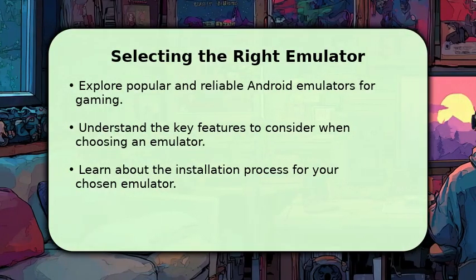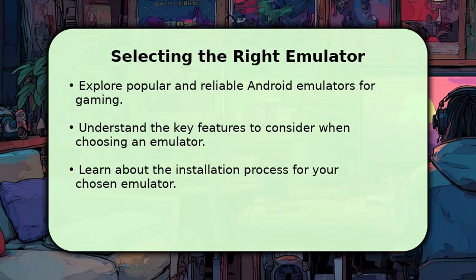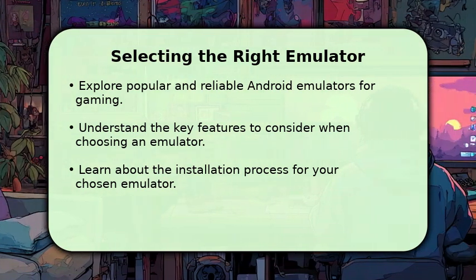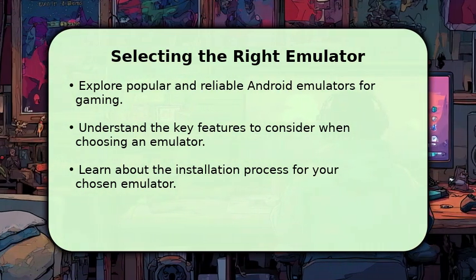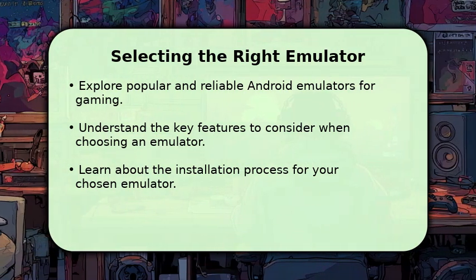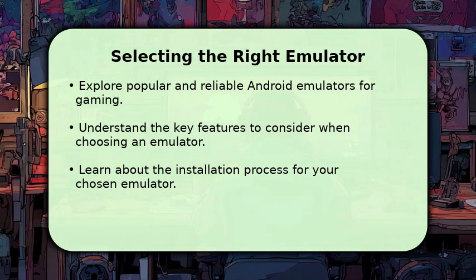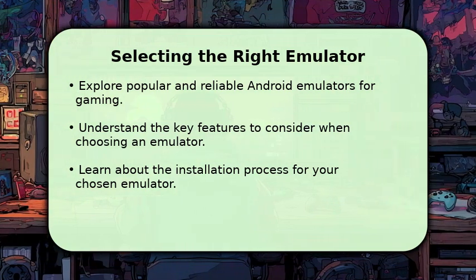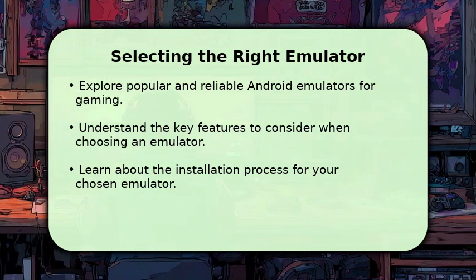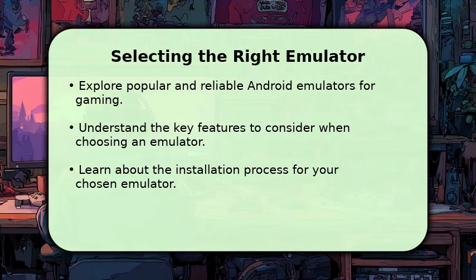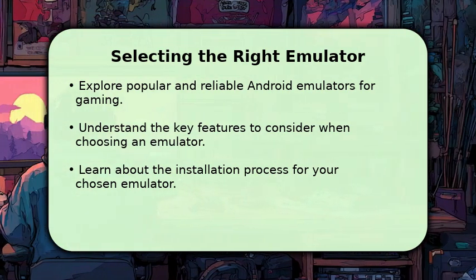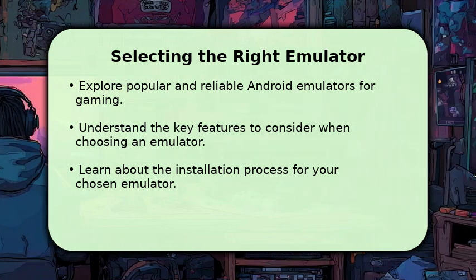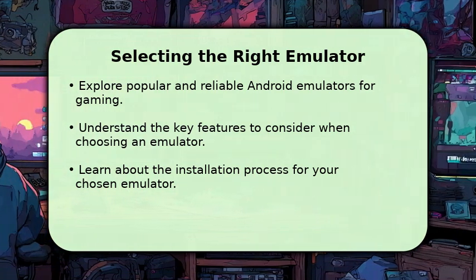Selecting the right emulator is crucial for a seamless experience. Popular choices include GameLoop, which is officially recommended for PUBG Mobile, and BlueStacks, known for its versatility. Consider factors like performance, ease of use, and specific features such as key mapping customization. Once you've made your choice, download the installer from the official website and follow the on-screen instructions. The installation usually takes only a few minutes, preparing your system for the next step.